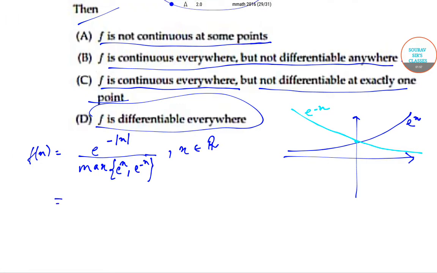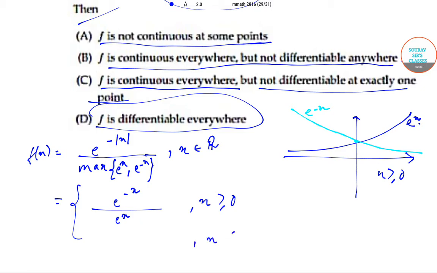So if x is greater than or equal to 0, in that case f(x) can be defined as e to the power minus mod x, which can be written as e to the power minus x, and as x is greater than or equal to 0, we see that e^x is greater than e^(-x). So the maximum value of e^x and e^(-x) will be given by e^x for x greater than or equal to 0.